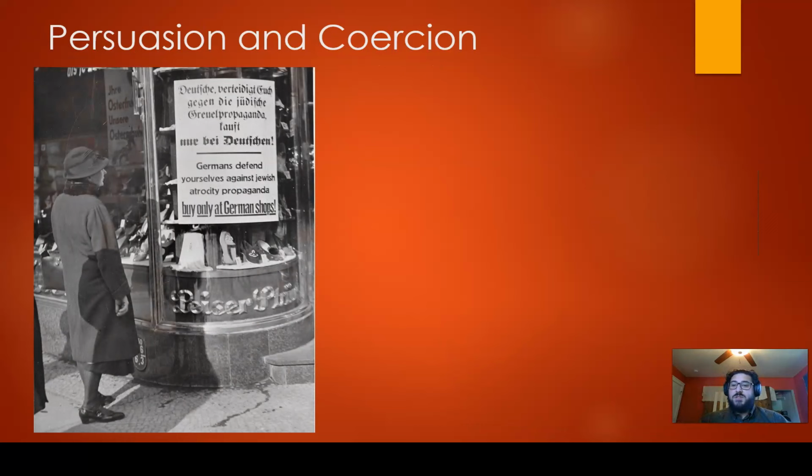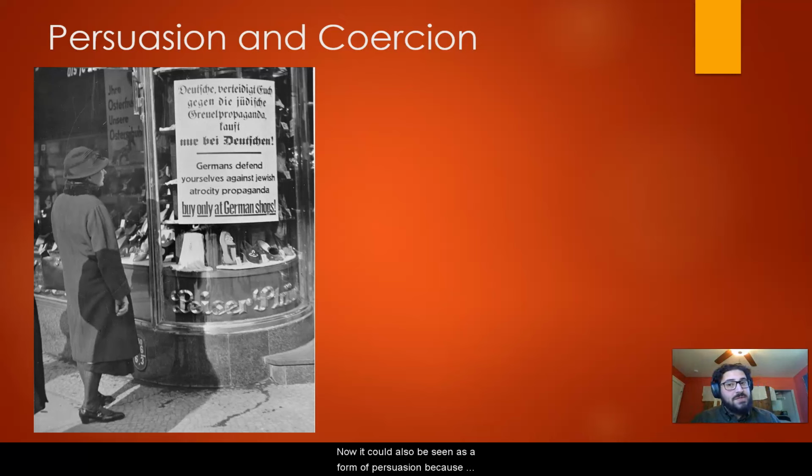Right here, we see a woman very clearly reading a sign that was put up by some SA members, right? Germany, defend yourself against the Jewish atrocity propaganda. Buy only German shops, right? This is a clear reference to say, if you don't buy from German shops, you don't support Germany. And if you don't support Germany, we don't like you. That's a pretty decent form of coercion.